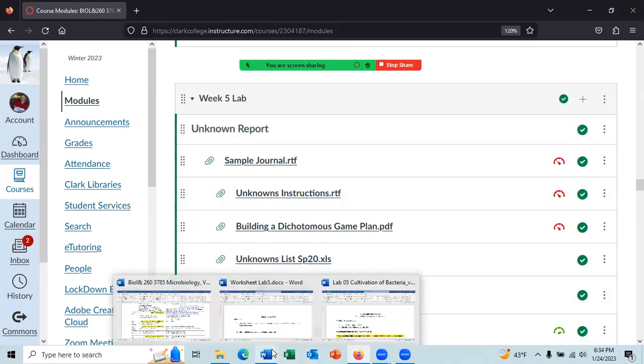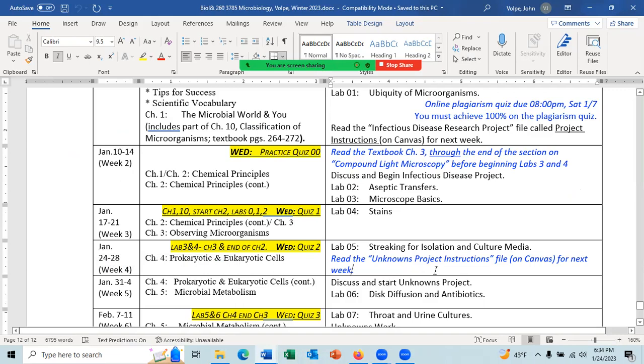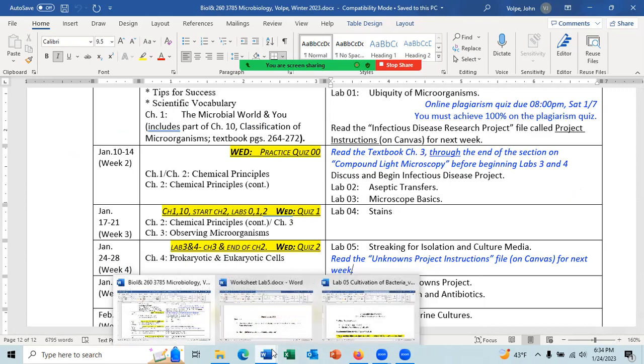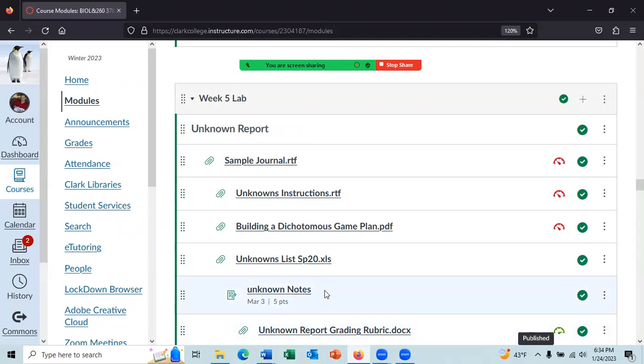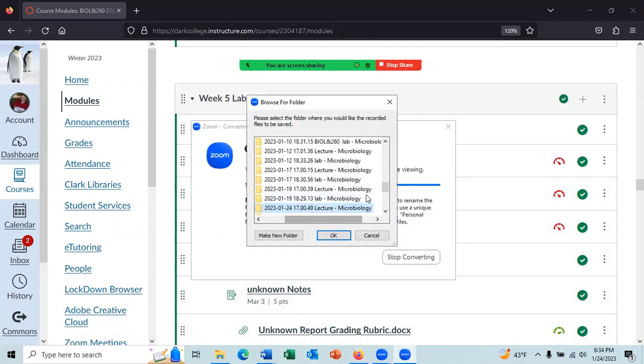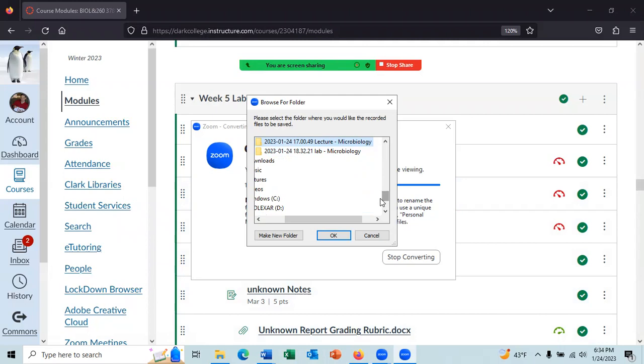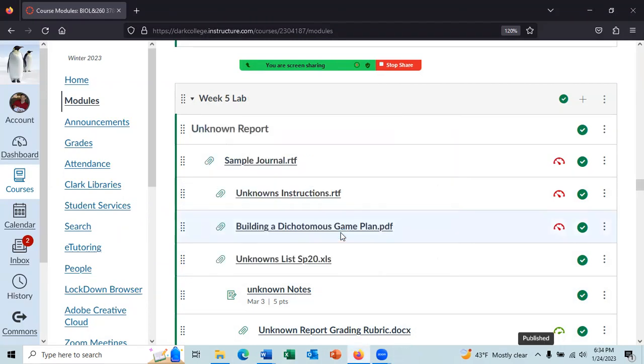All right. The unknown project instructions file is on Canvas under week 5 lab. Oops, wrong one. That would be the unknown instructions. Please read that and I will talk about that. Oh, good, the lecture lesson just finished. That's pretty good, less than 15 minutes. Hopefully I got everything there.